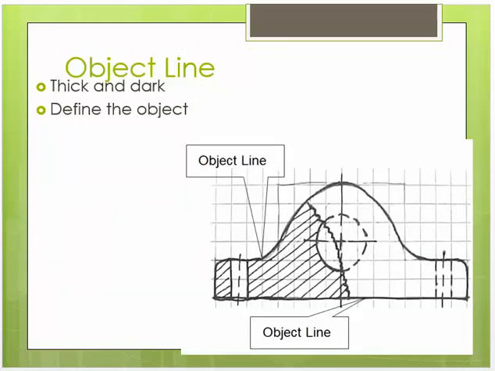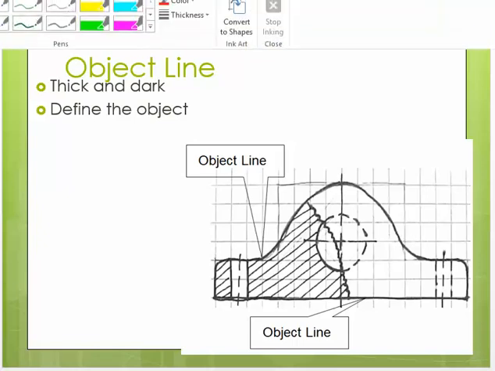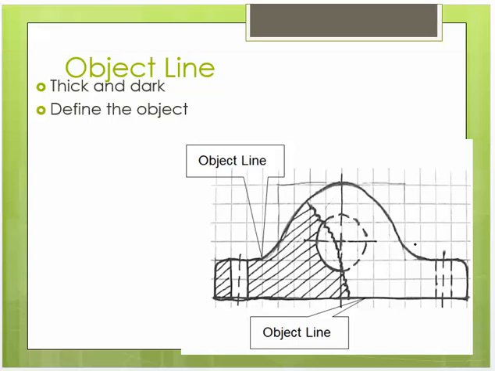The next one here is an object line. I think it's pretty obvious that the object line is right here along the edge. Typically with an object line, once you get done you want to make it nice and bold and black, as you can see here. When you're done, an object line should be very bold, very black, and it's going to be along the edge. It defines the object.